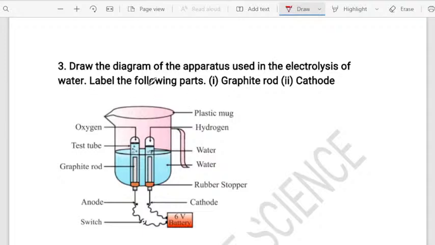See, the electrolysis of water diagram will be asked from this particular lesson. Usually that will be asked either for 2 marks or 3 marks, but as per my experience, and as we cross-checked the previous year question papers, this question is for 2 marks only, not for 3 marks. Here they have asked you to draw the diagram and also to label the graphite rod and the cathode.